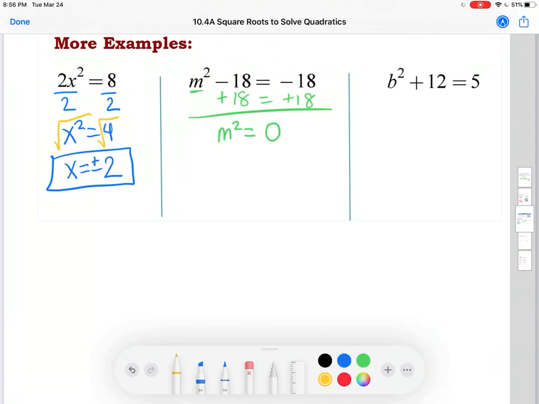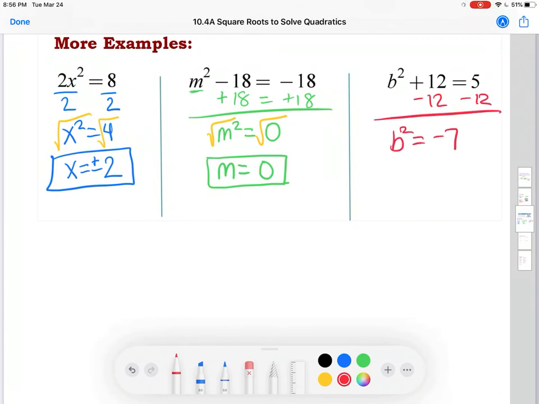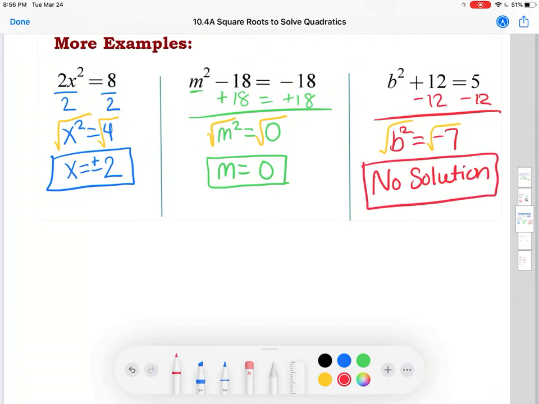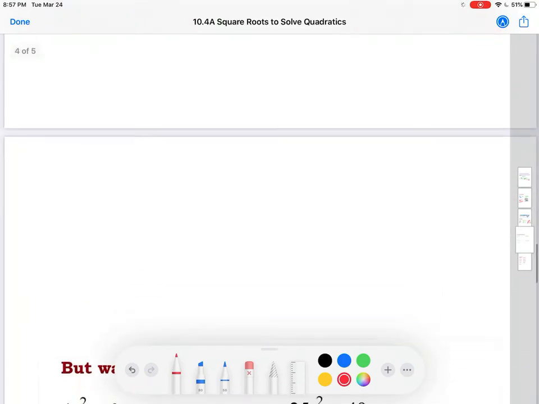Next step. Square root both sides. And friends, what is the square root of 0? 0. No plus or minus needed. The third one, minus 12 to isolate b squared. And I get b squared equals -7. Square root both sides. Type that into your calculator and you would get an error for the square root of -7, so we write no solution. How do you feel? That's kind of making some sense to you? I hope so.